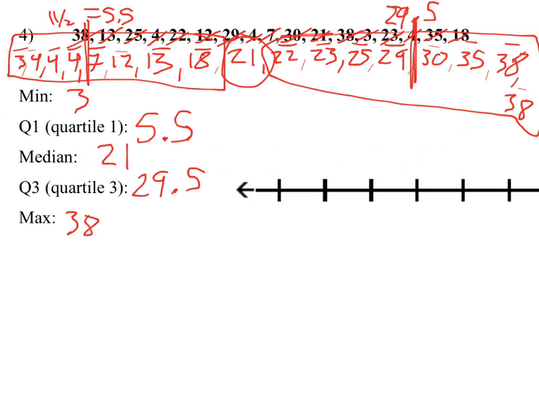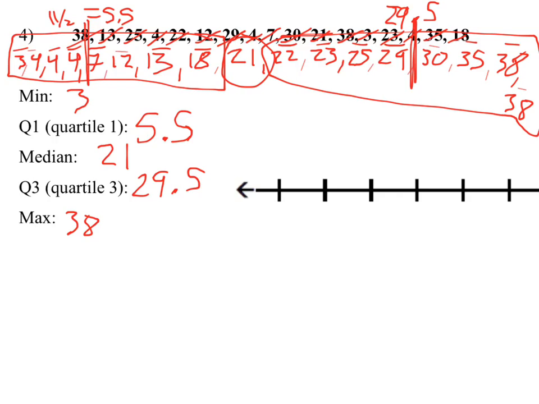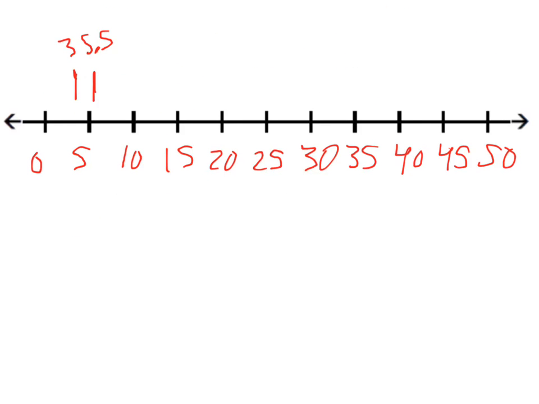Okay, so now I have that set up, and now I'm going to graph my lines here. So I got one at 3 and one at 5.5. And then the next one's at 21, which is up here. 21. Next one's at 29.5. Let's see, 29.5. And then the next one's at 38, which is up here.